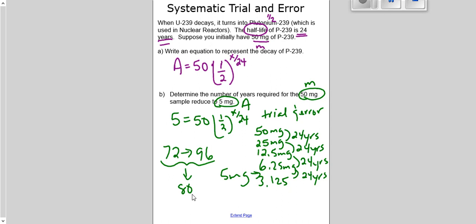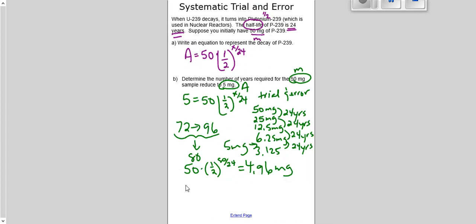And when I put an 80 in, so 50 times 1/2 to the 80 over 24, I get 4.96. So I'm just shy of that 5 milligrams. I'm really close though. So then maybe I might try 81. So 50 times 1/2 to the 81 over 24. So 0.5 exponent 81 divided by 24, bracket, equals, and then times that by 50.